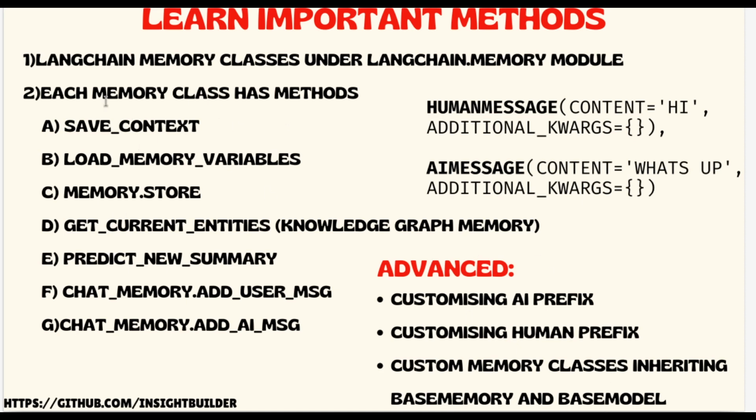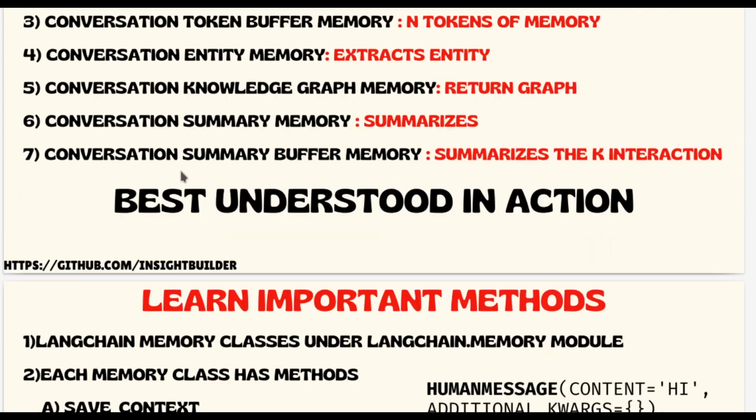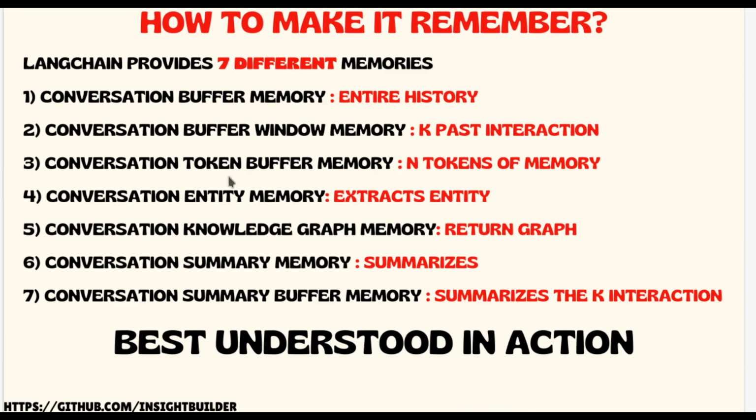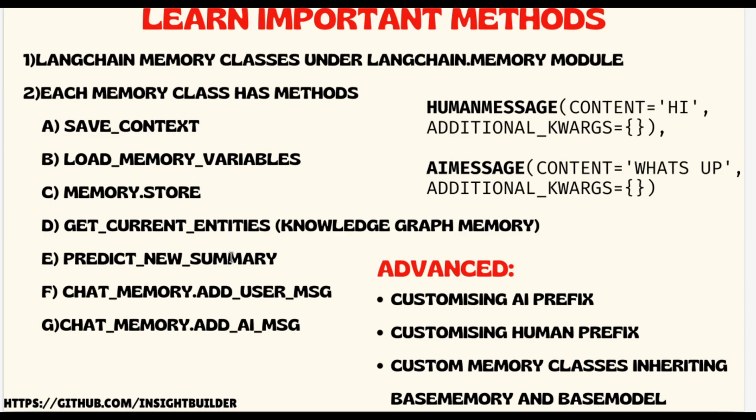Apart from this, the methods that are available with these classes are listed here. Okay, all these methods are not available with all these classes. What happens is I've listed all the methods here for an overview for you guys. When you are trying to work with the classes, save context and load memory variable, these 2 are available with all of the memory classes, to my knowledge. I still have to recheck it. And depending on the type of the classes, get current entities will be with the entity memory. Predict new summary will be with the summary memory.